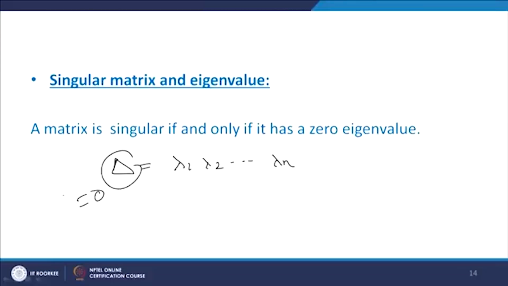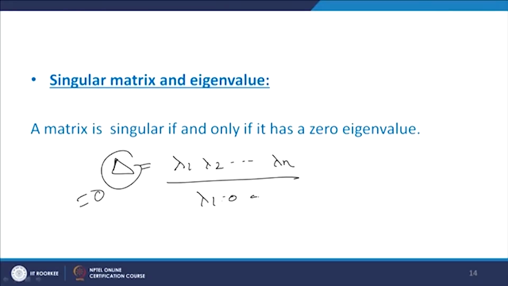Why? Because when the matrix is singular, delta, the determinant, equals 0, and this is only possible when one of the eigenvalues equals 0, lambda 2 equals 0 or lambda n equals 0. Therefore, it is shown that a matrix is singular if and only if it has a 0 eigenvalue.